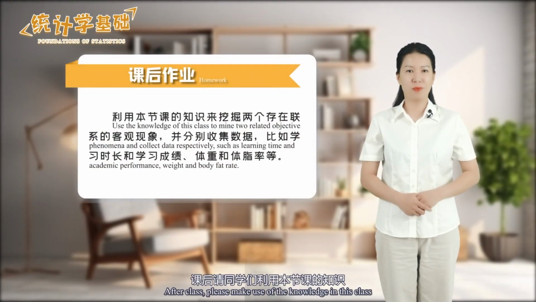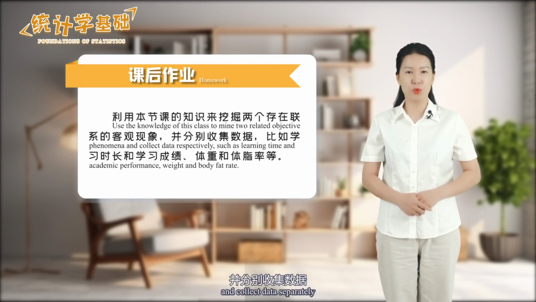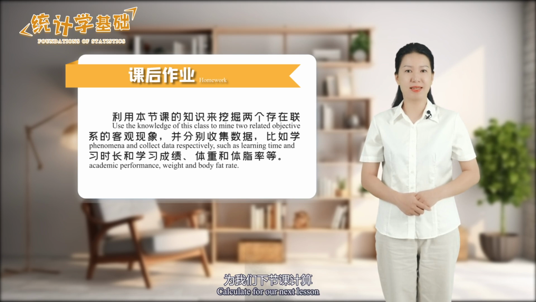After class, please make use of the knowledge from this class to find objective phenomena that are truly related, and collect data separately, such as study duration and academic performance, weight and body fat percentage, etc. Calculate them for our next lesson.